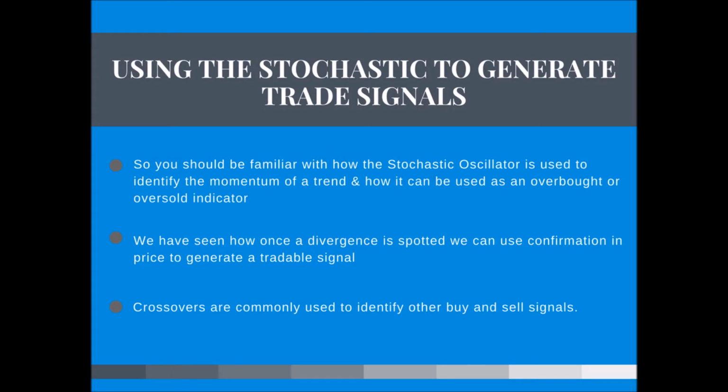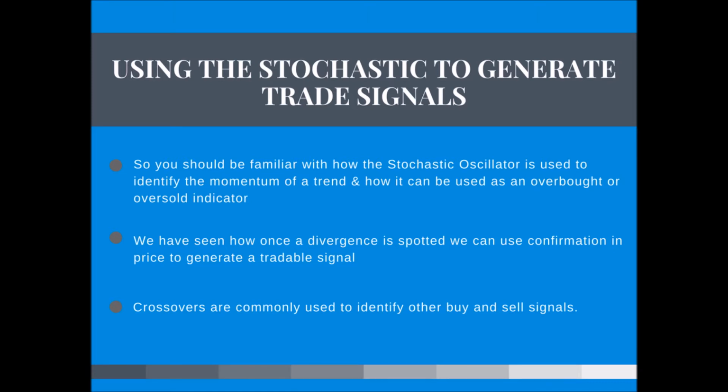You should be familiar with how the stochastic oscillator is used to identify the momentum of a trend and how it can be used as an overbought or oversold indicator. We have seen how once a divergence is spotted, we can use confirmation in price to generate a tradable signal. Crossovers are commonly used to identify other buy and sell signals. We know this already. We've seen that in moving averages.